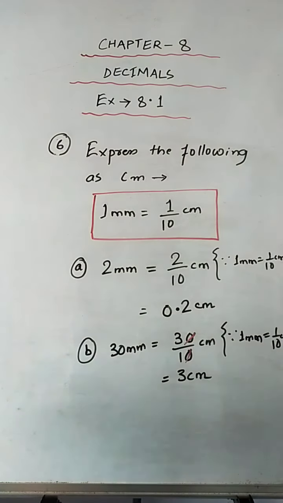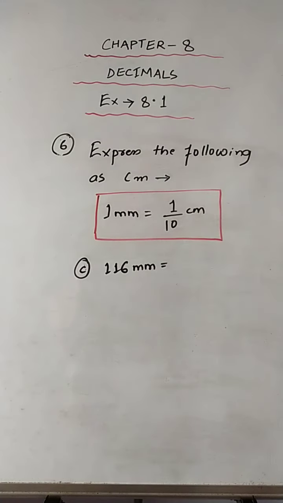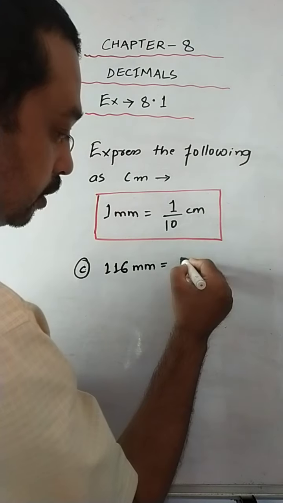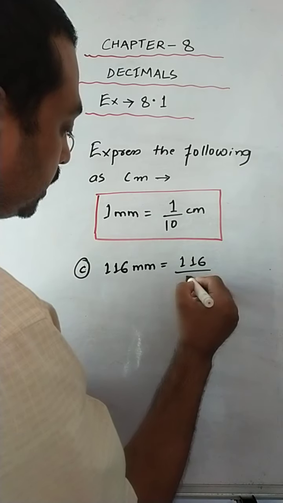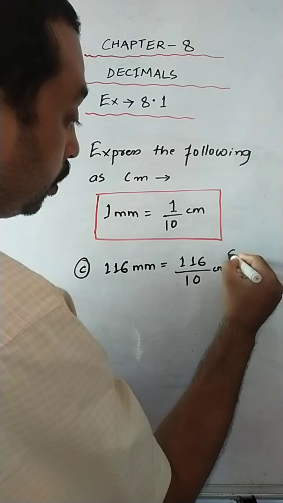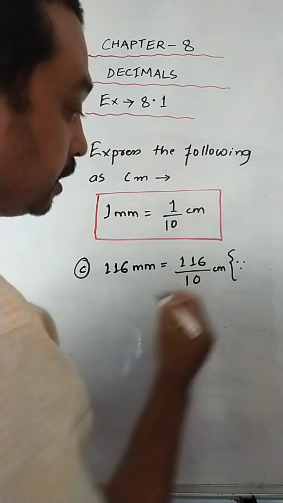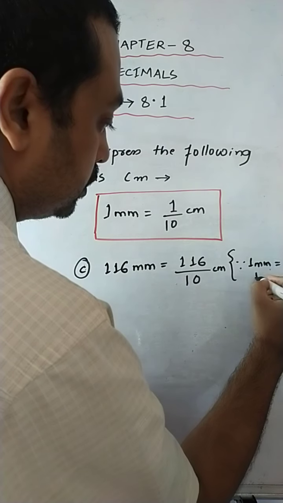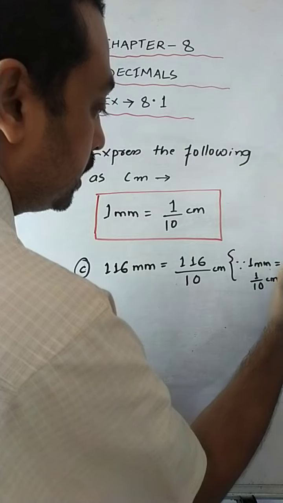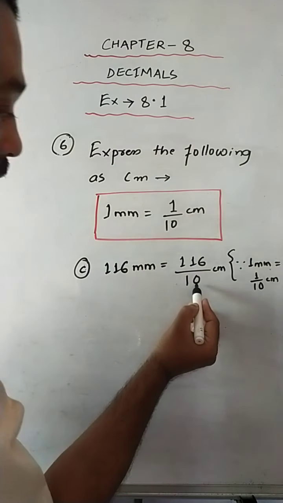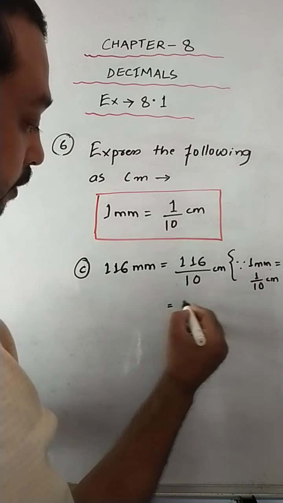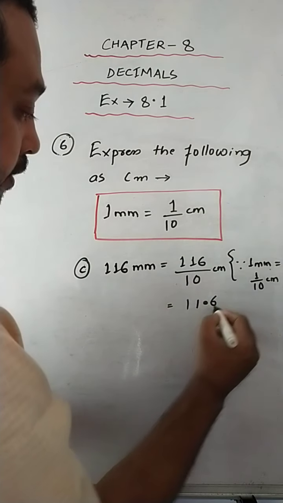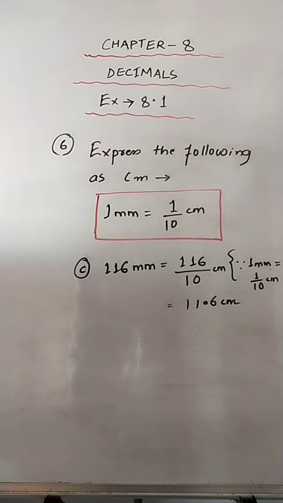Now let's do sum number C. Sum number C, we have 116 millimeter. So again we'll do the same thing. We'll divide the number by 10, and we also have to give the reason. That is why we are dividing it by 10, because 1 millimeter equals 1 by 10 centimeter. Now when you divide by 10, after one digit we'll put the point, that is 6, then the point, then we'll write 11 like this. So this is the required answer.